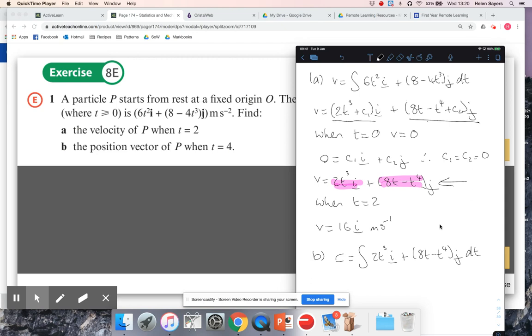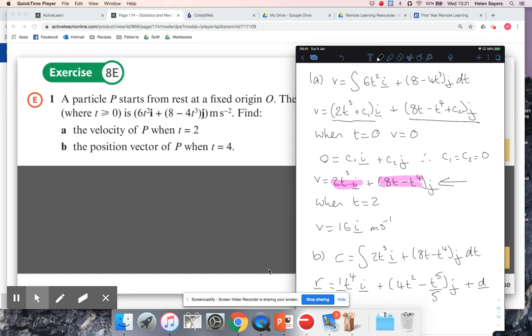Just to show you the slight alternative, I'll lay this one out as they do in the textbook. It's probably a bit easier if I'm consistent. So I'm just going to integrate each of the vectors and then do a single constant on the end. So 2t cubed, I'm going to increase that power to 4, and then 2 over 4, so that'll be a half t to the power of 4 i. And then 8t is going to integrate to 8t squared divided by 2, so 4t squared, and t to the 4 is going to integrate to t to the 5 over 5. Okay, and then plus a constant.